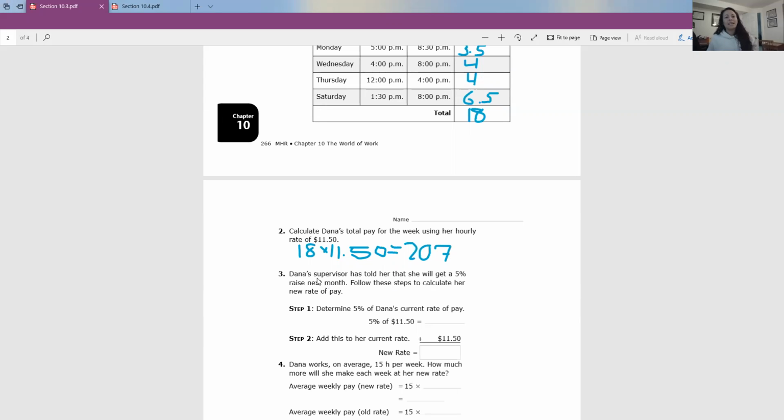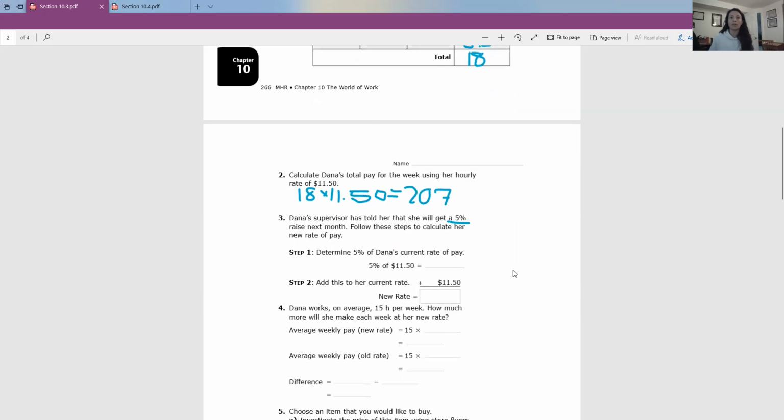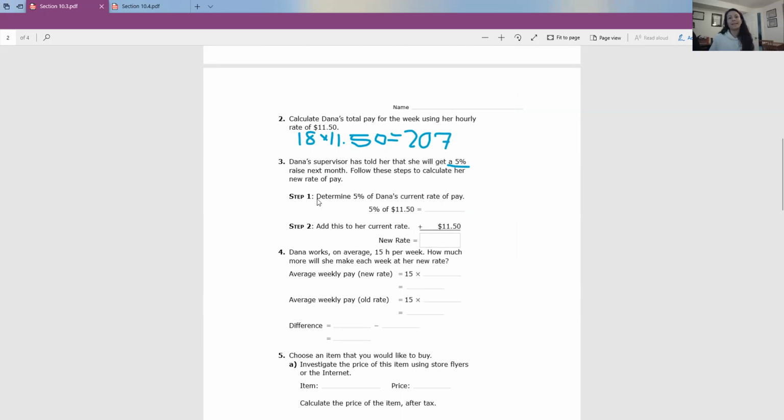All right, so this is now where we look at a raise. So Dana's supervisor has told her that she is going to get a 5% raise next month. So the steps below explain how to calculate the raise. So the first thing that we have to do is figure out what 5% of her hourly rate is. So remember, when we're dealing with percents, we turn them into decimals. So this is 0.05. So we take 5% and we divide by 100. 5 divided by 100. Okay, and that gives us 0.05.